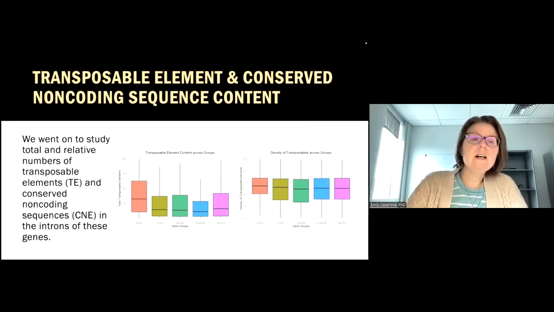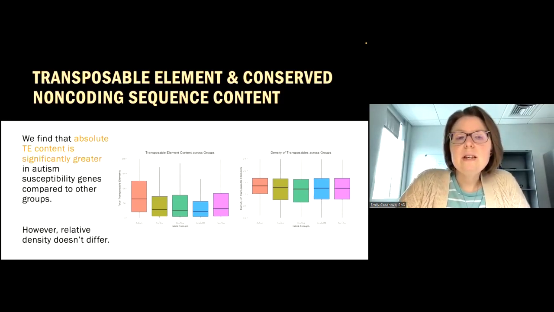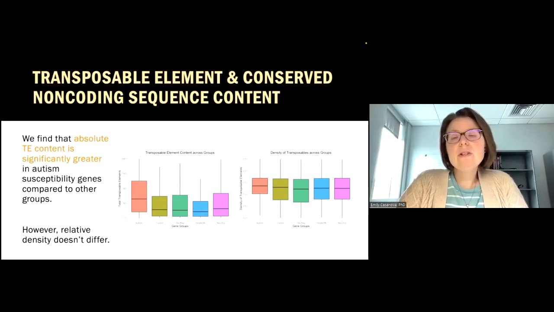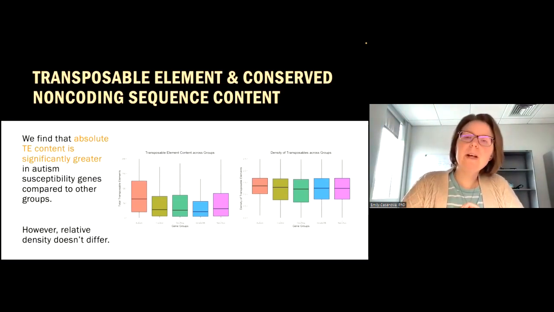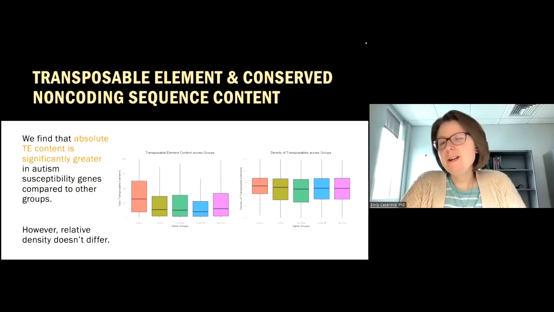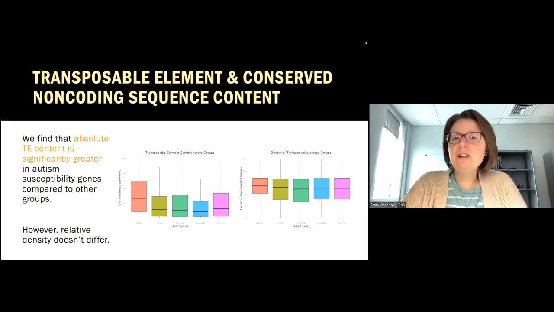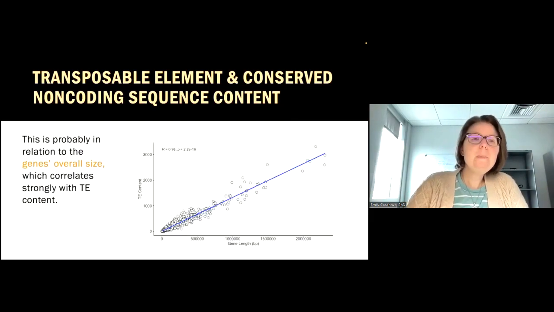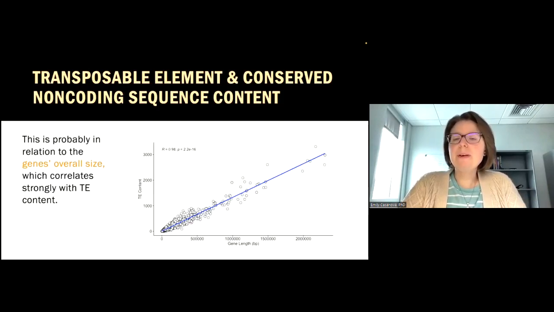What we find in the autism gene group is a dramatic increase in the total number of transposable elements. Because we know that the autism genes are unusually long, you kind of expect that just for their overall size, they're going to have more transposable elements. So you also have to do an analysis where you normalize that number by the overall size of the gene. Once we do that, we see to the right here that the density of these transposable elements really isn't that much different. We get kind of excited initially, because there's a lot more transposable elements, but for the most part it's probably in relation to the size of the gene. When we look at the number of transposable elements per gene against the overall gene length, there's a pretty strong correlation, almost a one correlation, which is insanely positive.